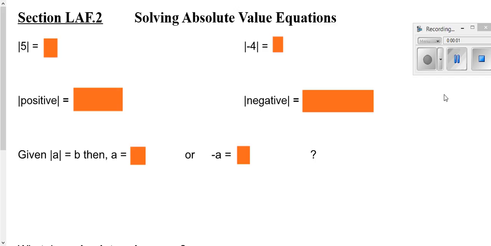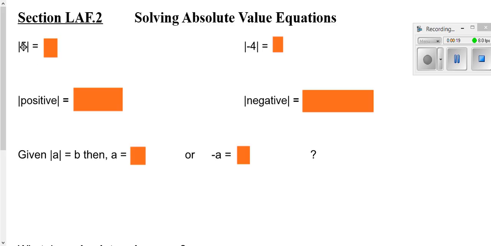We're going to go ahead and look at solving absolute value equations and then also graphing absolute value functions. Now, remember, absolute value represents distance from zero on a number line.